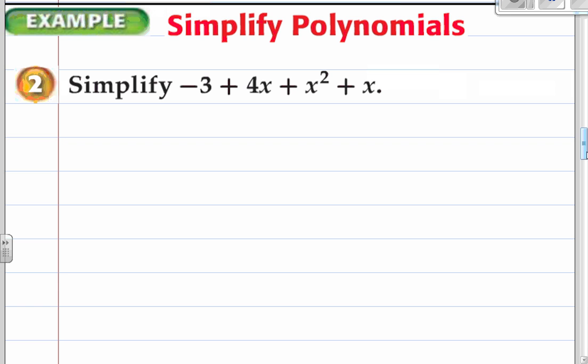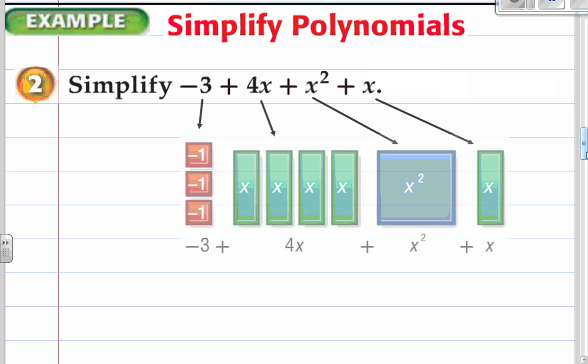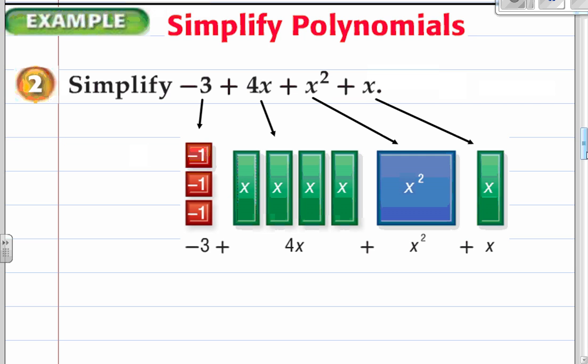Let's take a look at one where we're simplifying a polynomial, where we're just reorganizing, putting things together that go together. So simplify -3 plus 4x plus x squared plus x. Well, the first step is being able to draw it using the algebra tiles. So we have 3 of the -1 units, and then we have 4 of the x units, 1 of the x squared units, and then another 1 of the x units there at the end.